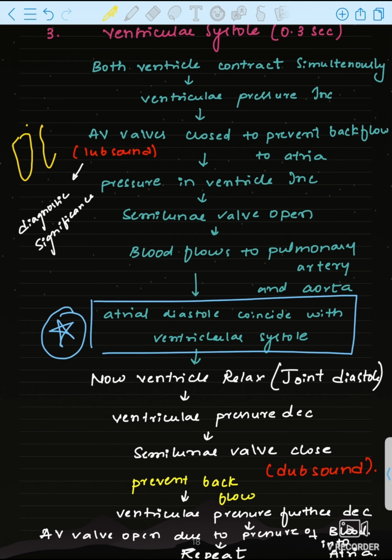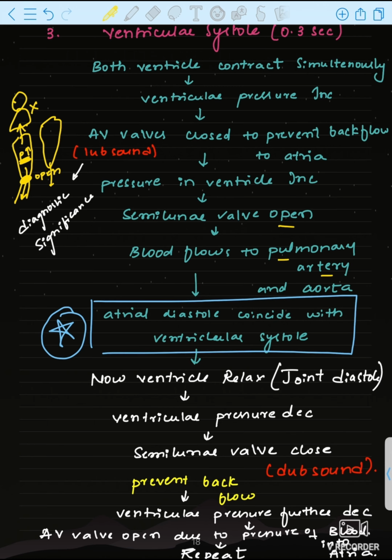The AV node will generate an action potential and these ventricles will contract. Now pressure increases in the ventricle. If pressure is increasing here, to prevent the backflow of blood into the atrium, these valves will close. Now further pressure is increasing, so to decrease the pressure, the semilunar valves will open so that the blood will flow into the pulmonary artery and aorta.